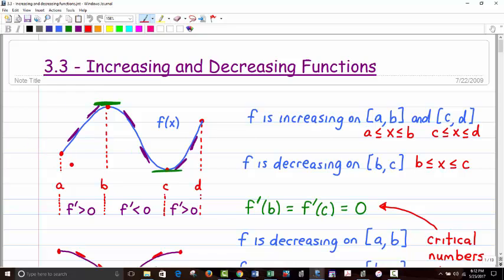But basically the idea is you go left to right, and if your y value is going up, the function is increasing, and if it is going down, the function is decreasing.